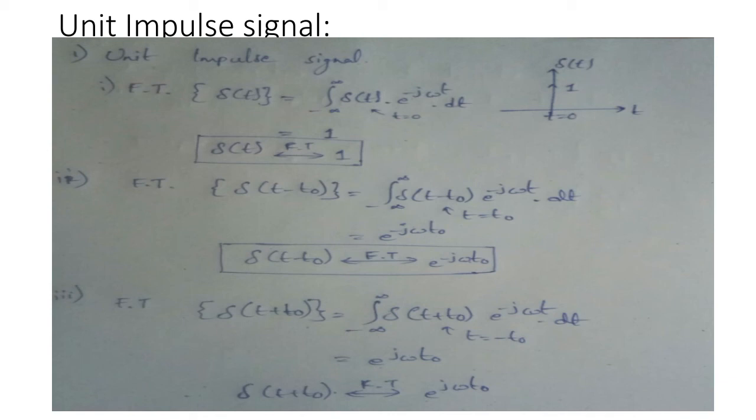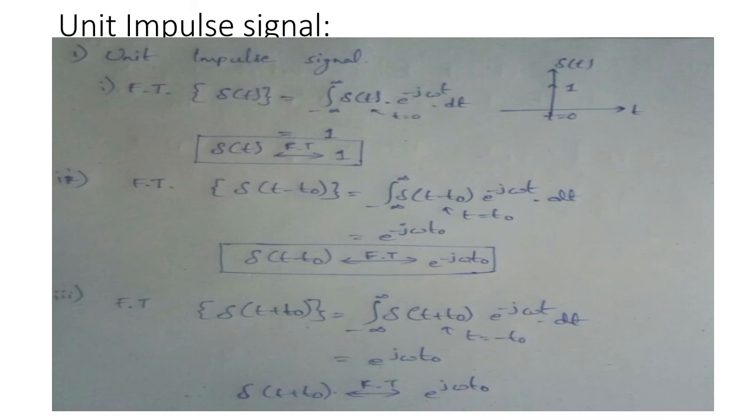So consider t equal to 0. If t equal to 0, e to the power of minus j omega t is e to the power of 0, which is 1. So the resultant is 1. The Fourier transform of del of t is 1.